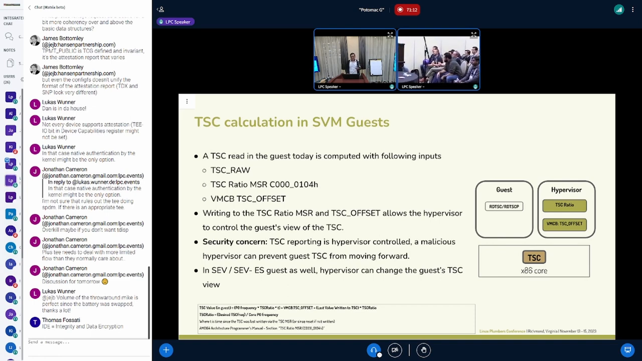I'm just listing a few of them: the TSC raw, the TSC ratio MSR, and the TSC offset, which is part of the VMCB. The TSC ratio and the TSC offset are hypervisor controlled. So if a malicious hypervisor changes these two values, it can change the view of the guest's TSC. This is a security concern: the guest can see a value that does not move, or that moves at a much faster rate. For SEV and SEV-ES guests, the legacy method will always have this issue, and SEV guests also have the same issue.